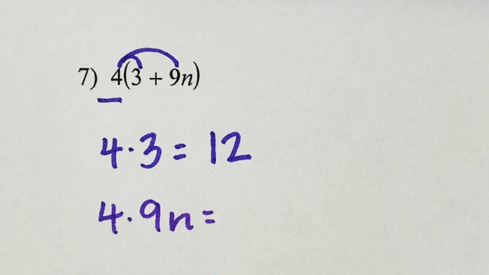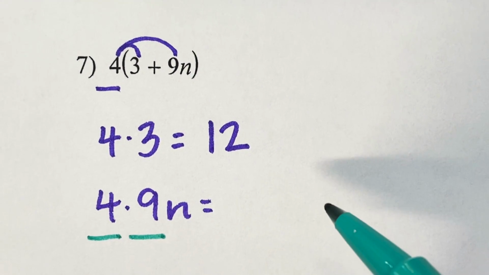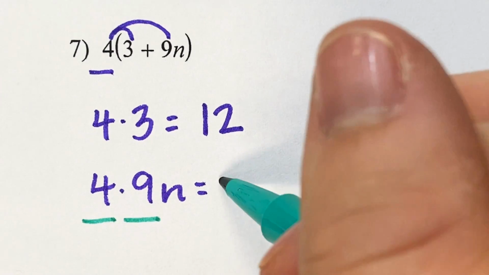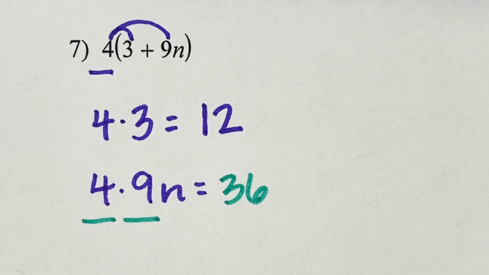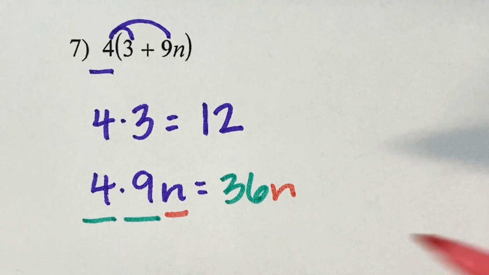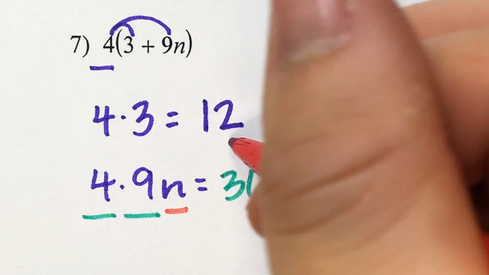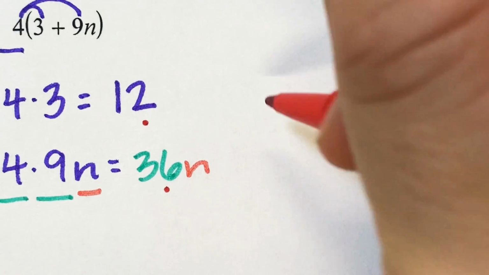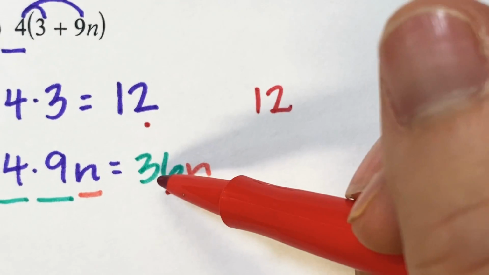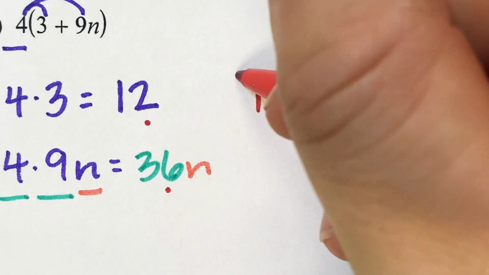Okay, let's take it one step at a time. So we have 4 times 9. Okay, that is going to give me 36. And then I had 1n being multiplied, so 36n. All right, write these two pieces together. So we have 12 and then a positive 36n, so plus 36n.